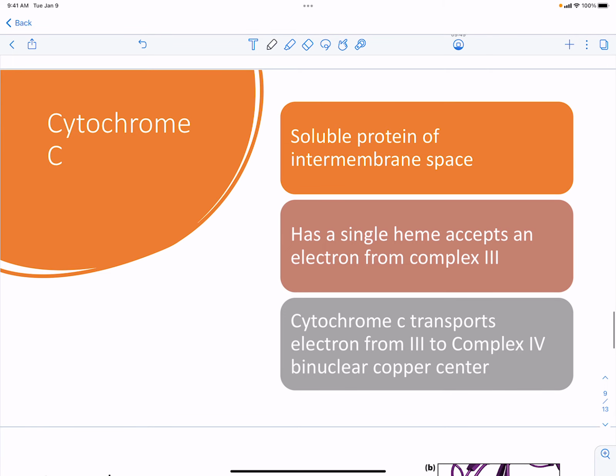Now, cytochrome C is a soluble protein of the intermembrane space. It has a single heme, and it's going to accept electrons from ubiquinone in complex 3 in that cavern. Cytochrome C's purpose is to take those electrons from complex 3 and donate them to complex 4, and this is where you're going to get the final electron acceptor, oxygen.